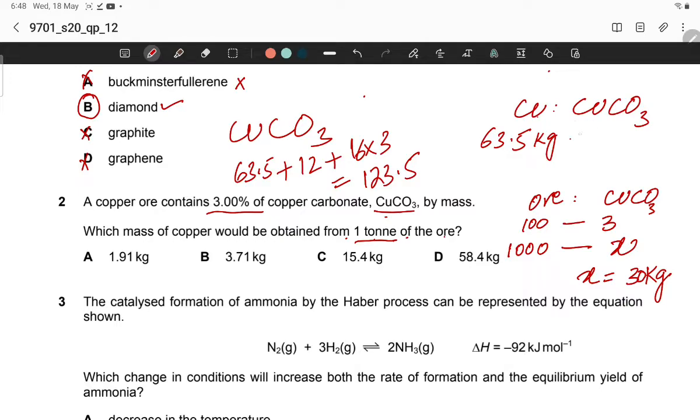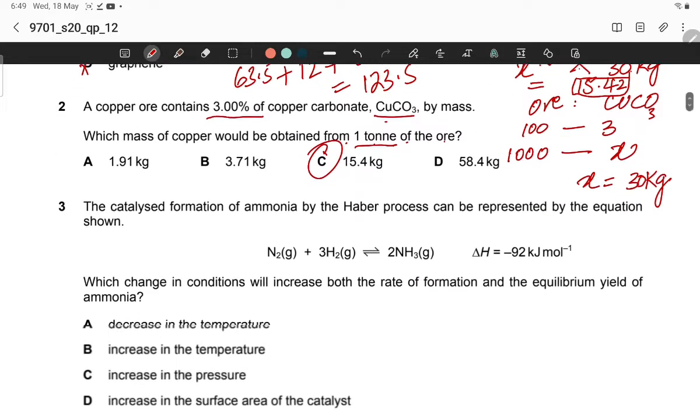63.5 kg of copper is present in 123.5 kg. So what would be the mass of copper in 30 kg of copper carbonate? Ratio X, cross multiply, and this is equal to 15.42. So 15.4 kg is the correct answer.